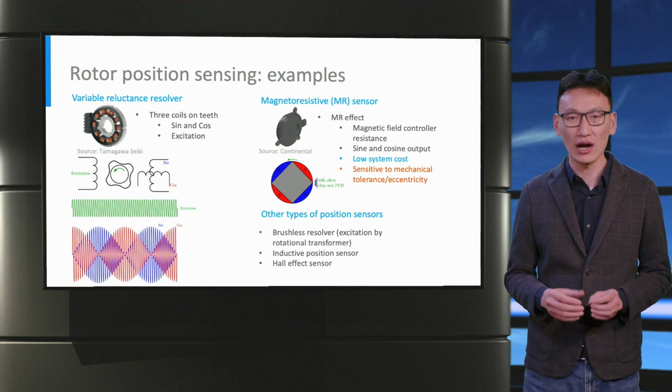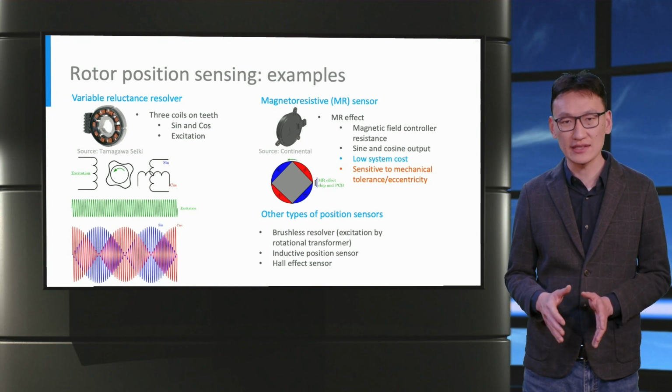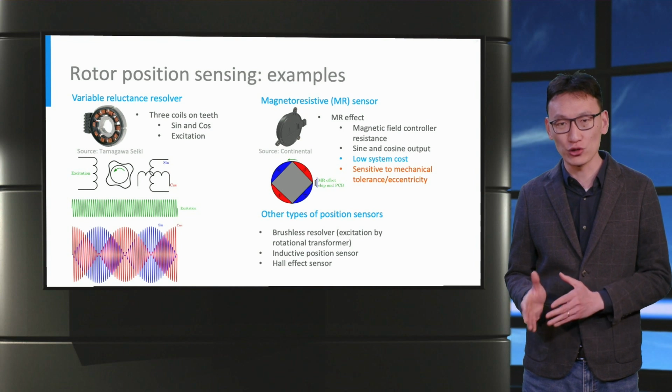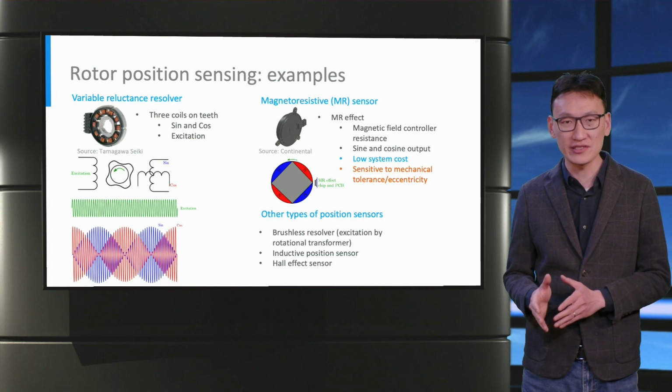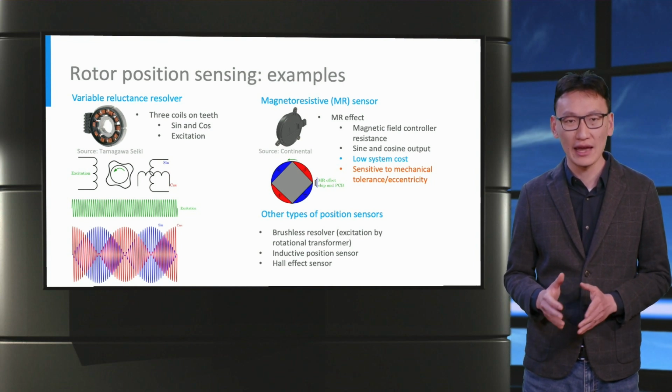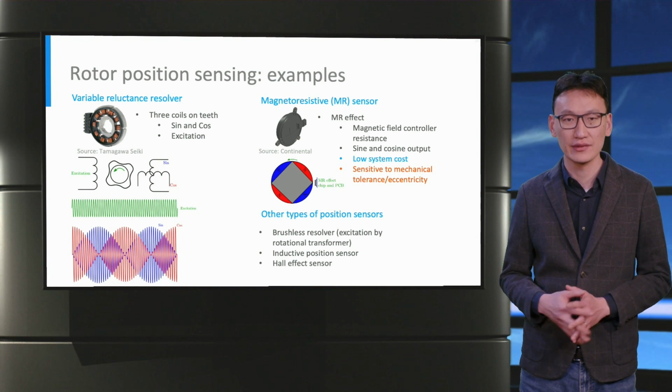There are also other types of sensors, consisting of a brushless resolver, which has the excitation winding on the rotor and is excited on the principle of a rotating transformer, an inductive position sensor based on the eddy current, and the Hall effect sensors.